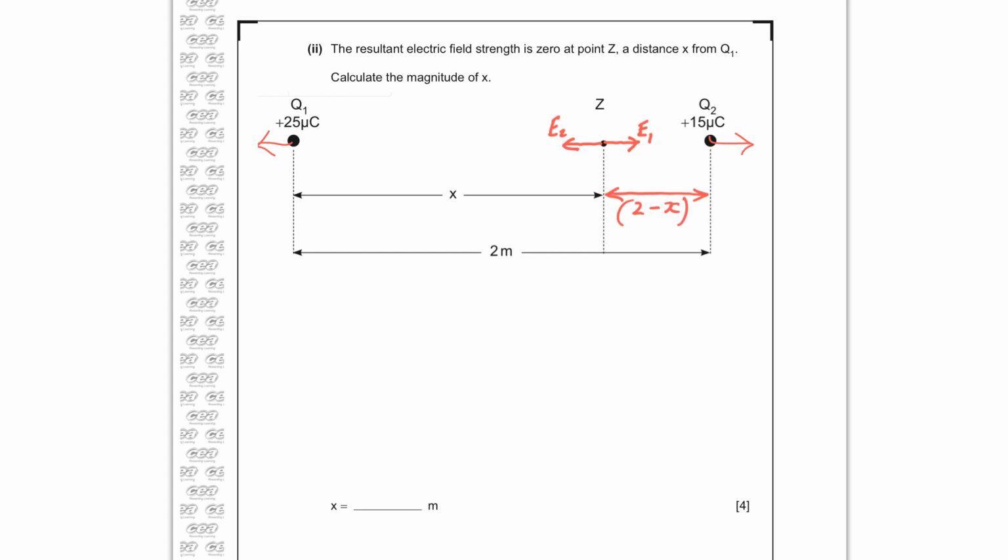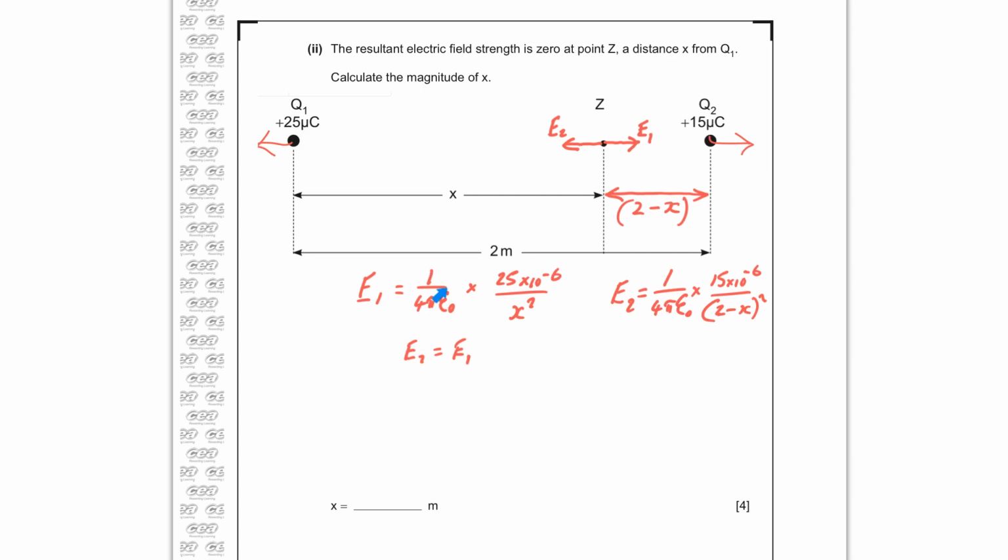So E1 would have a value of 1 over 4 pi epsilon naught times Q, which in this case is 25 microcoulombs, over r squared, which in this case is x squared. And E2 would have the same form, only we would swap the 25 for a 15 and swap the x squared for a 2 minus x all squared.